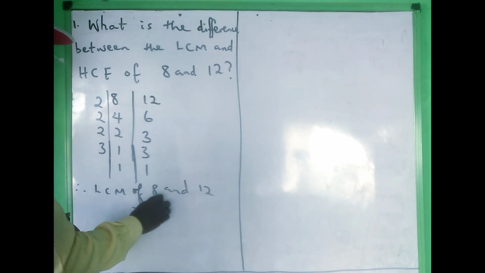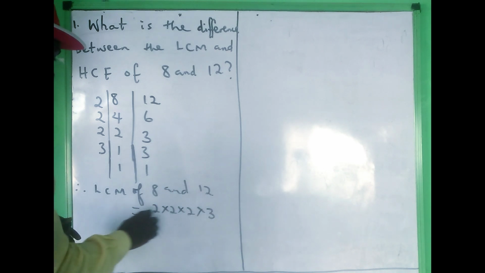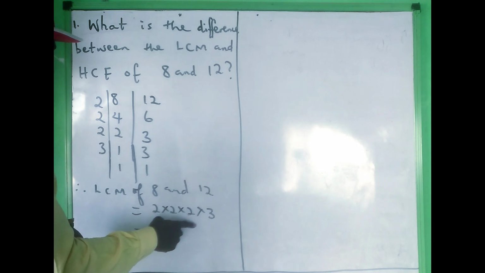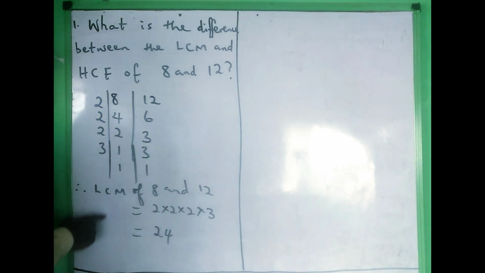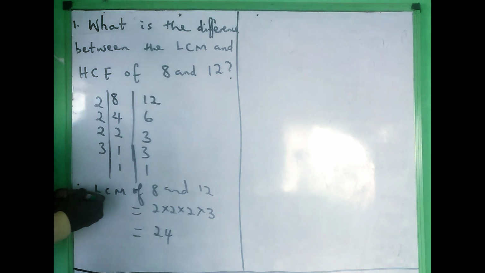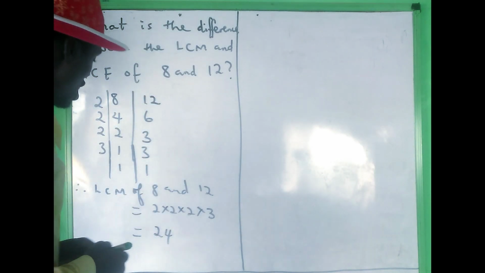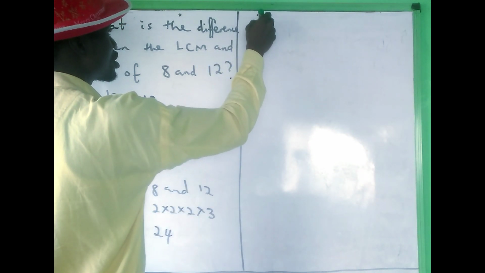So therefore the LCM of 8 and 12 is equal to 2 times 2 times 2 times 3. I have 2 times 2, 4, 4 times 2, 8, 8 times 3, I have 24. So the value of the LCM is 24. Now let's look for the HCF of 8 and 12, the highest common factor. Let me use a shorter method.